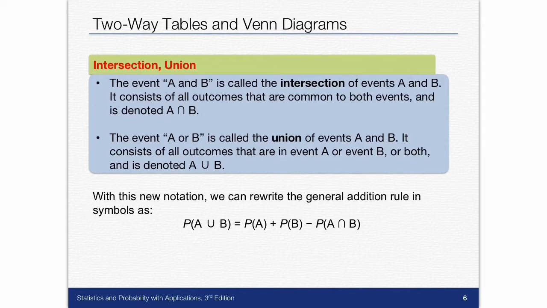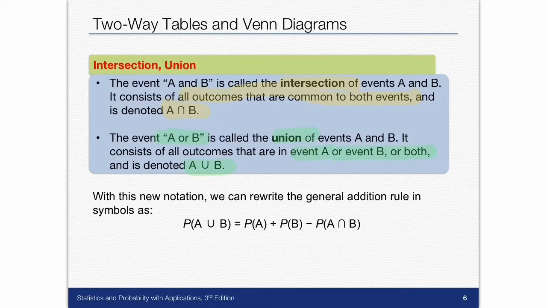So here's some definitions, you need to write these down. The event A and B is called the intersection of events A and B. It consists of all the outcomes that are common to both events and is denoted A intersection B. The event A or B is called the union of events A and B. It consists of all outcomes that are in event A or event B or both. It is denoted A union B.